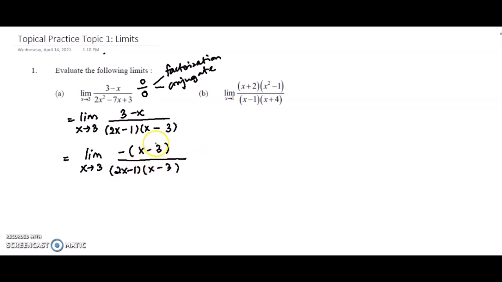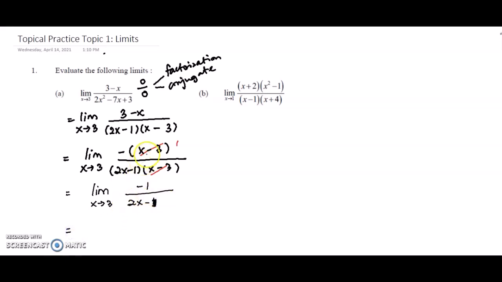Now you can see that at the numerator we have x minus 3, and down here also we have x minus 3. So now we can actually cancel this off, and we have a 1 at the numerator. You can rewrite them. You got a negative 1 at the numerator, and in the denominator you have 2x minus 1. Sorry, this is 1. Okay.